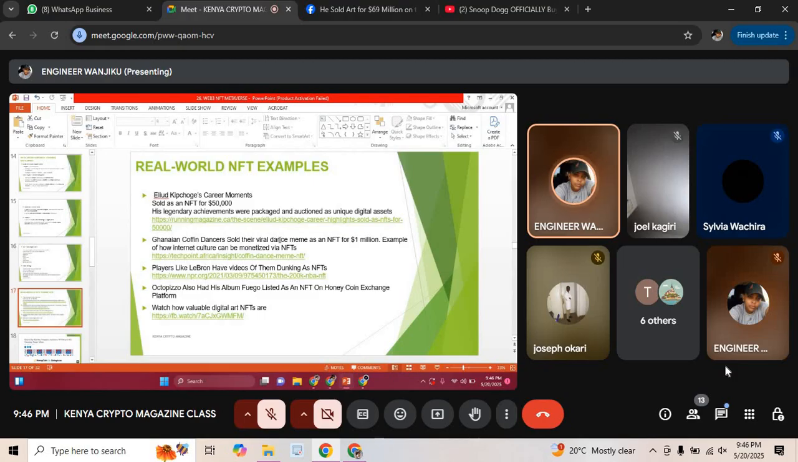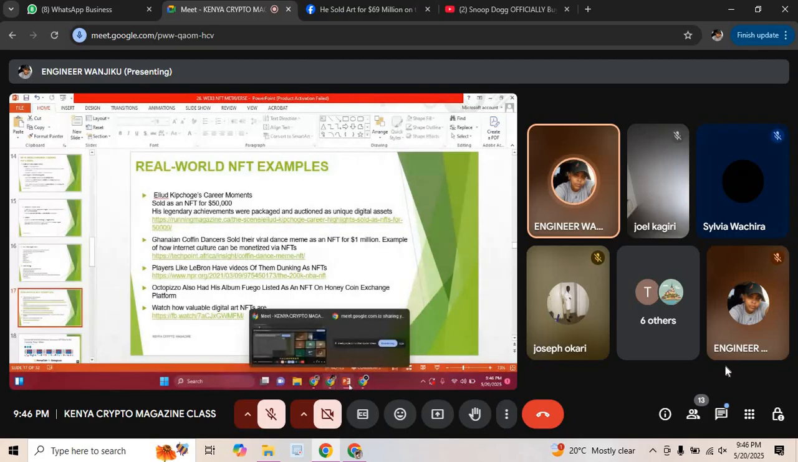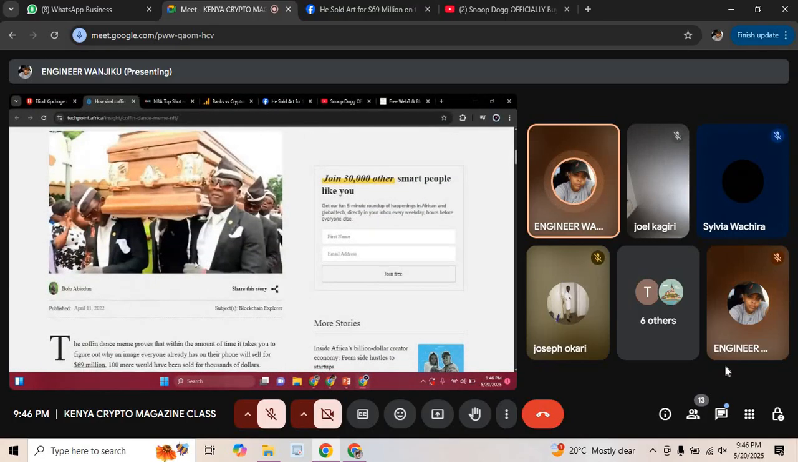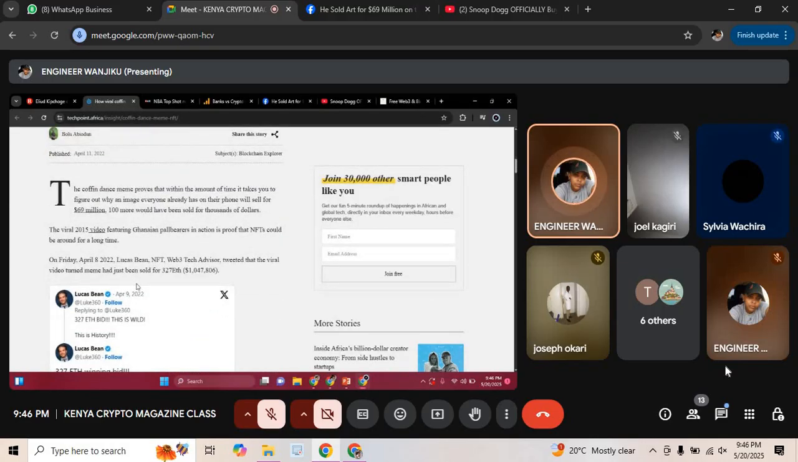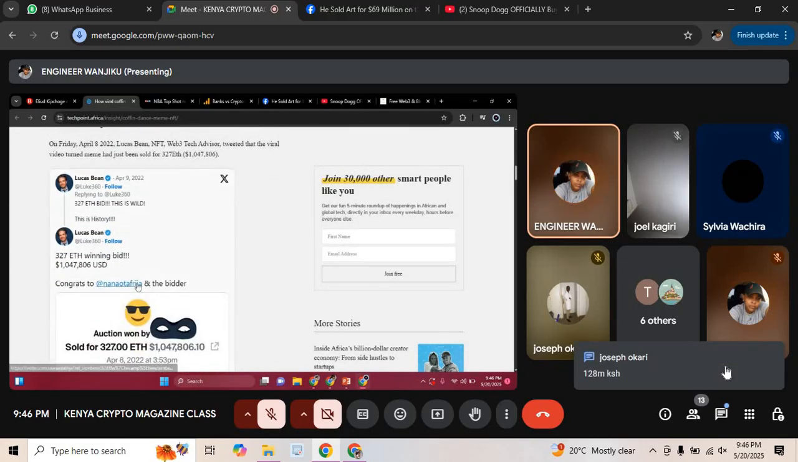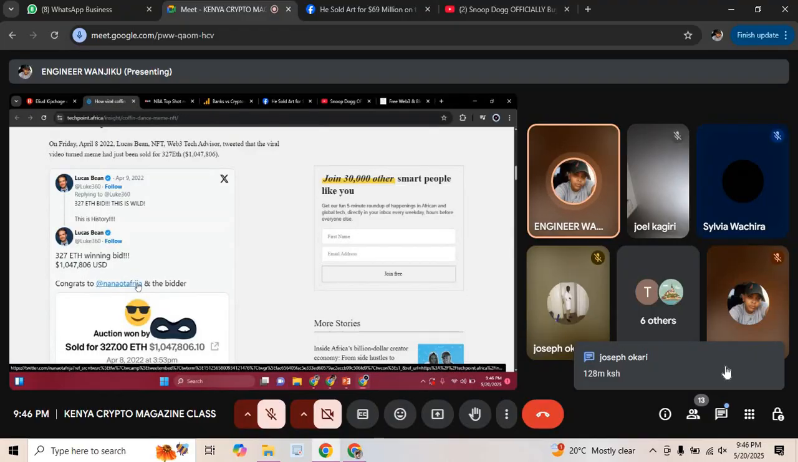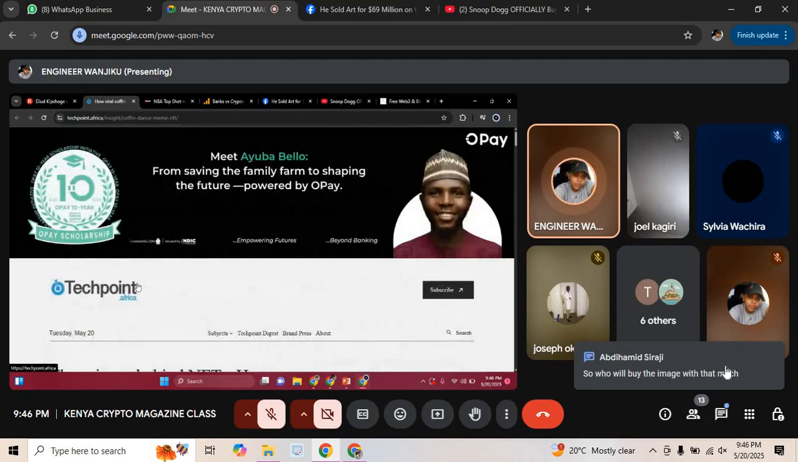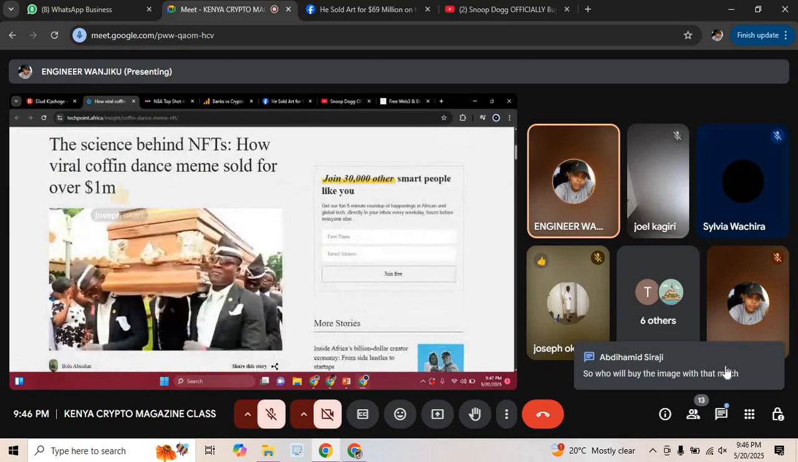The Ghanaian coffin dancers sold their viral dance meme. Imagine their viral dance meme as an NFT for $1 million. I can't even convert that in my head in Kenya shillings. But probably 1 million by 128. So that's the value in Kenya shillings. This image and the video, that meme, they sold that for 1 million USD. That's around 128 million Kenya shillings. Joseph Okaria just texted that in the group. 128 million Kenya shillings.